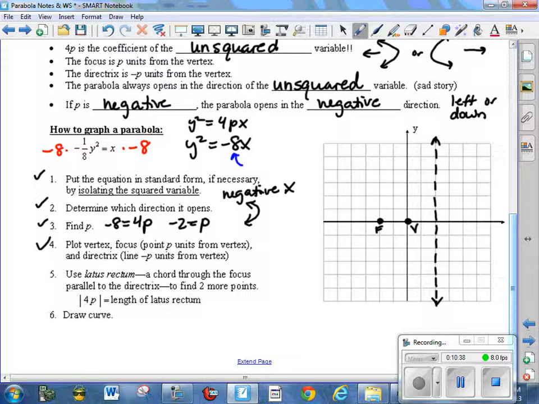Use the Latus Rectum. Oh, snicker, snicker. That sounds like such a dirty word.